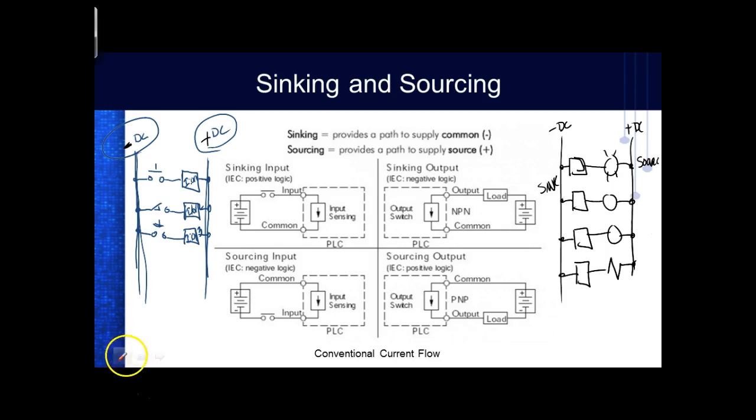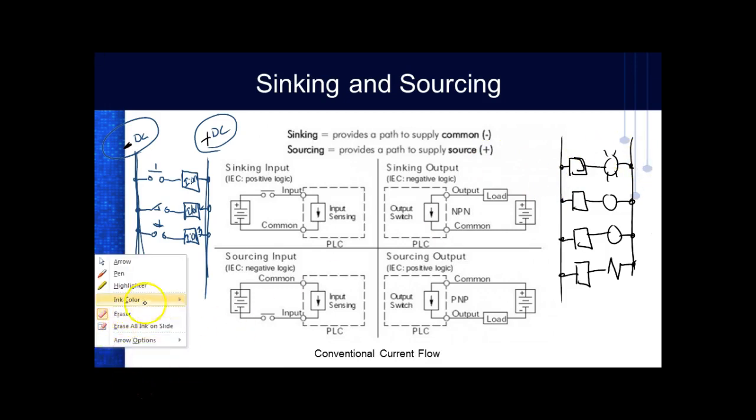If I wanted to change the sink and the source, I'd come up here and change this polarity, making this plus and this minus. Then my PLC would be sourcing and my loads would be sinking, right? Understand that?